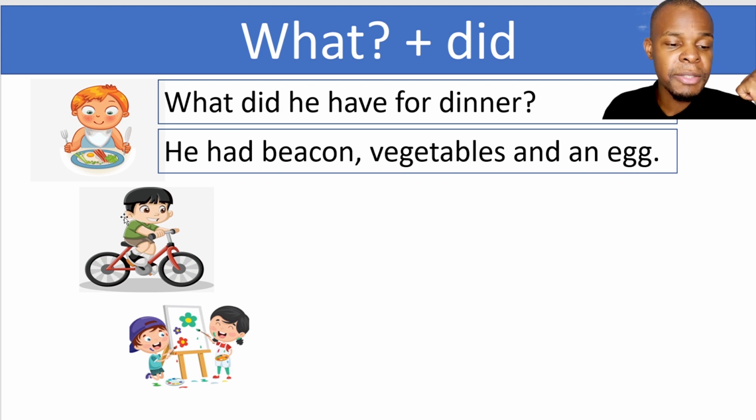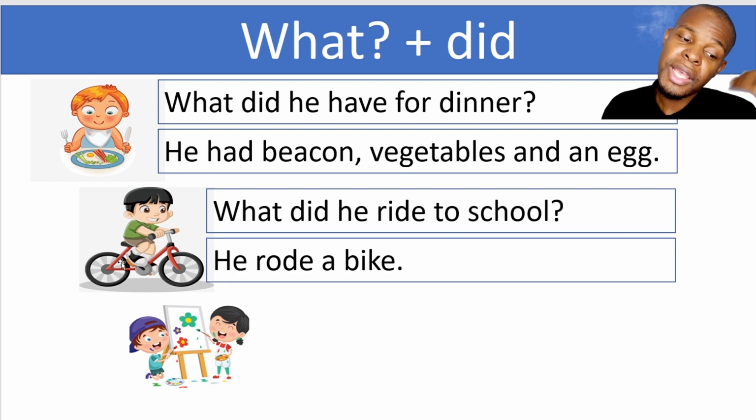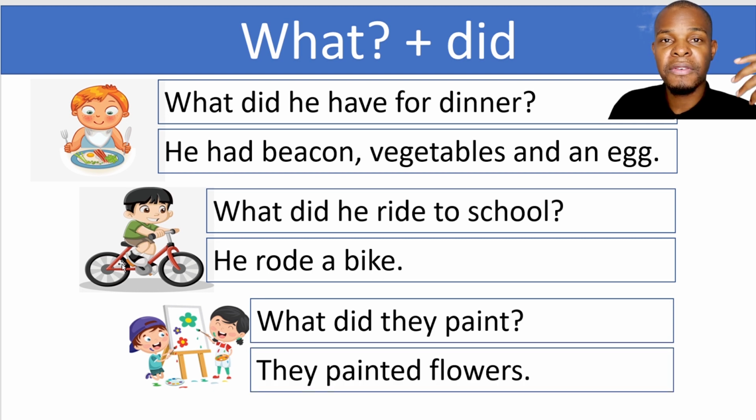If we look at the next picture, what did he ride to school? He rode a bike. And then what did they paint? They painted flowers. See, that is how easy you make sentences with what and did.